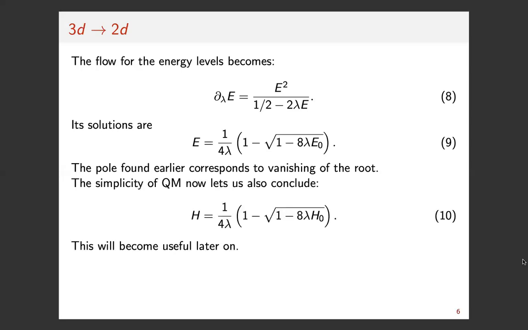And the interesting thing here is that because of quantum mechanics, we can even conclude that we can just replace E with the Hamiltonian. So I don't have to talk about expectation values. I can just talk directly about the deformed Hamiltonian, and this is special for quantum mechanics, because in these particular deformations that I'm considering, which is basically sending the Hamiltonian to another function of the Hamiltonian, these eigenfunctions do not change, and so a lot of things simplify dramatically. And this equation 10 will be useful later on, again, when we will consider deforming the Schwarzian theory.